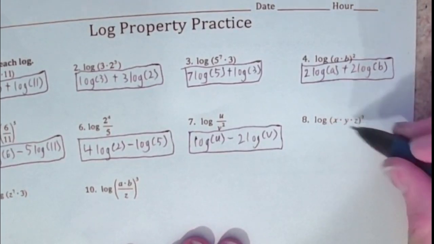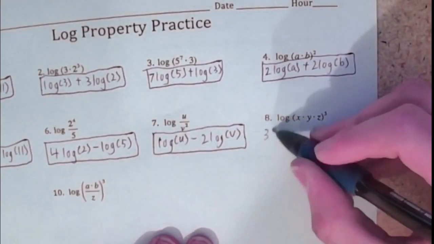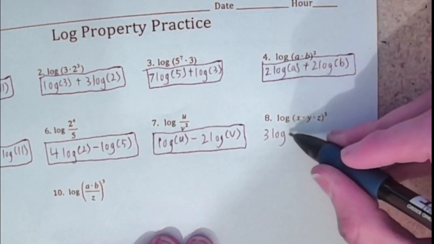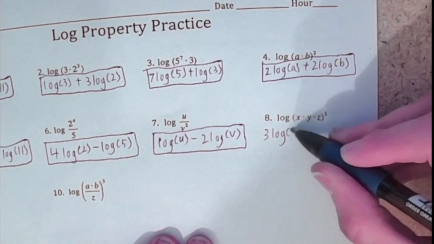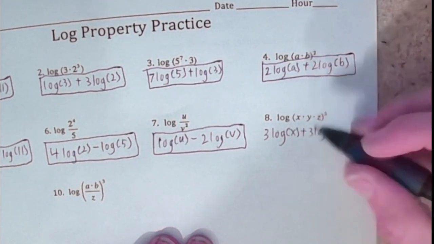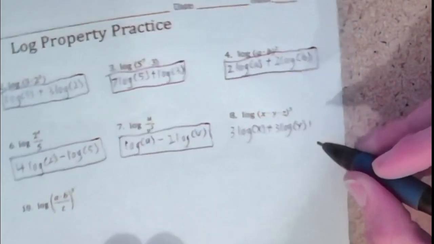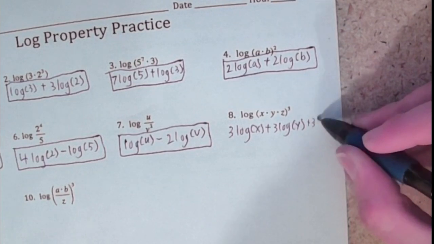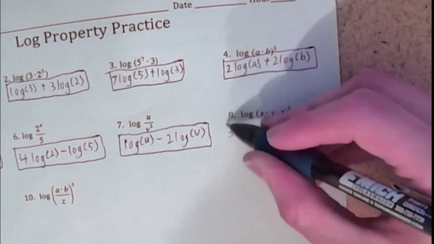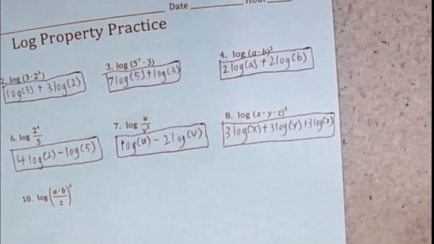This one's a bit longer, but it applies to all 3. So it's just going to be 3 log this, this, and this. That is our final answer.